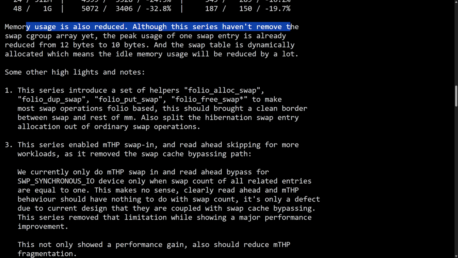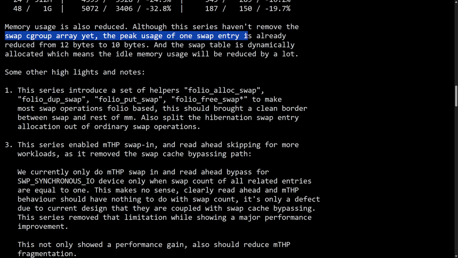So memory usage is also reduced. Although this series hasn't removed the swap cgroup array yet, the peak usage of one swap entry is already reduced from 12 bytes to 10 bytes. This is impressive too, as the amount of data that you need in order to store information for a swap entry has now been reduced as well. Another optimization on top of everything with this patch series. And the swap table is dynamically allocated, which means the idle memory usage will be reduced by a lot.